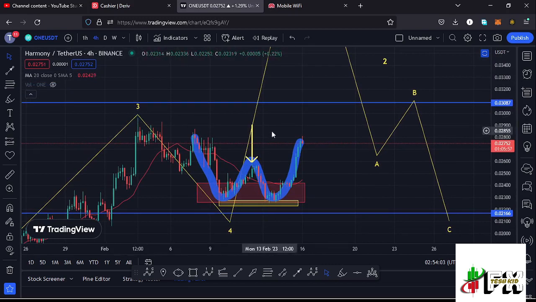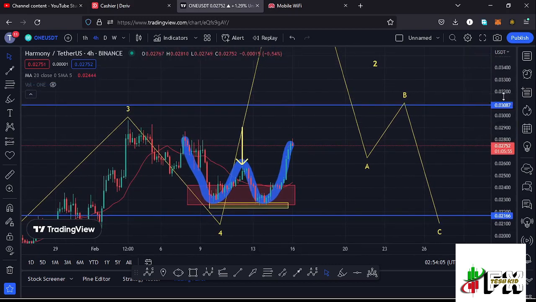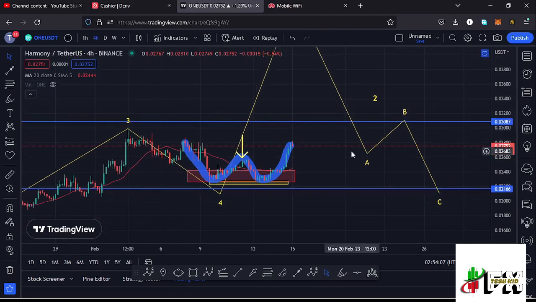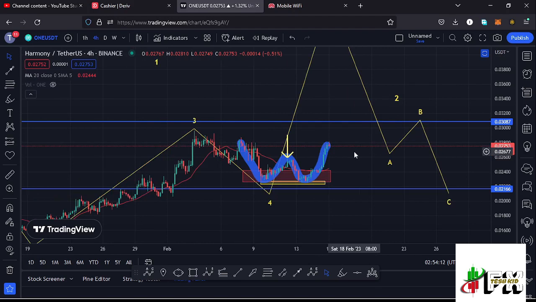And once we manage to break above the wave 3 high, then that will be enough confirmation that whatever we are seeing over here is that massive bounce to the upside in the formation of that wave 3, where I'm also expecting to see a break above the key area of resistance at around the $0.03 mark.